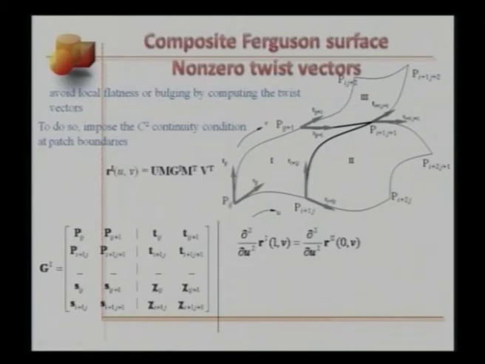To impose C2 continuity condition, we are saying that the second derivative of this patch with respect to u evaluated at u equals 1 for all v, which is here. So, if you recall, the parameter u goes from 0 to 1 here, and v goes from 0 to 1 here. So, for this common boundary, u equals 1 and v is any value between 0 and 1. This should be equal to the second derivative of this patch, R super 2, with respect to u. And for this patch, for this bounding curve, u equals 0.